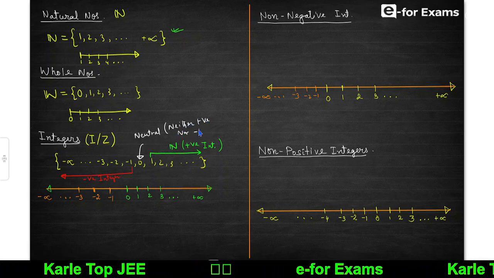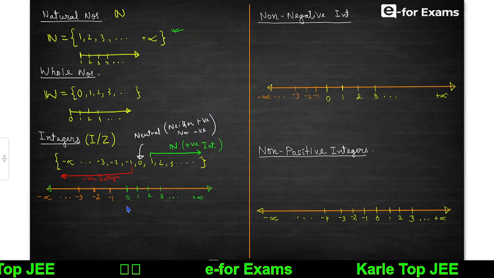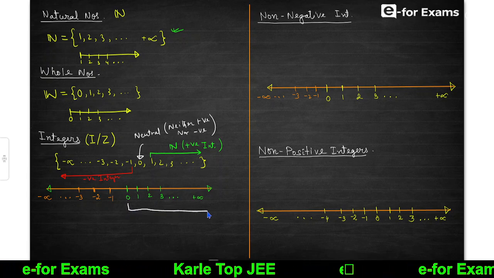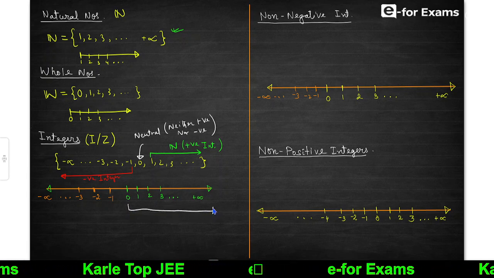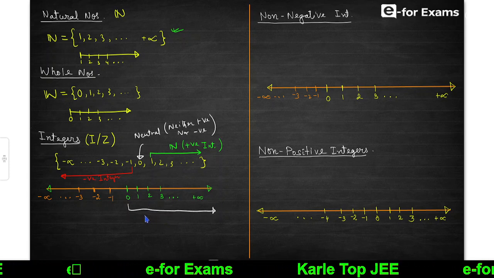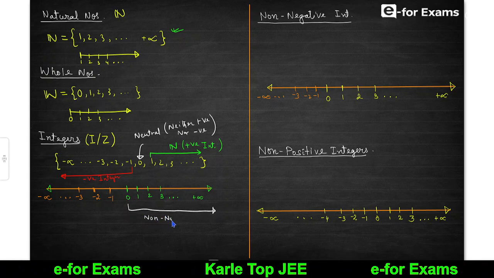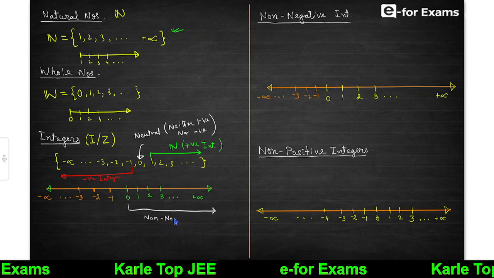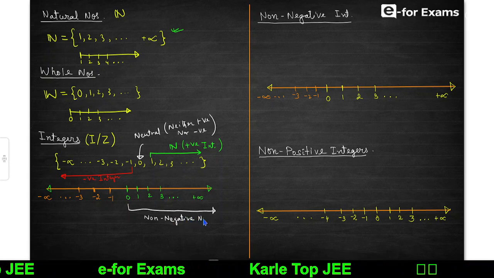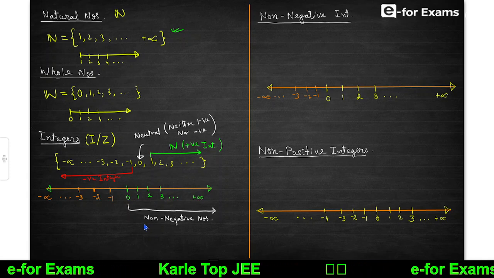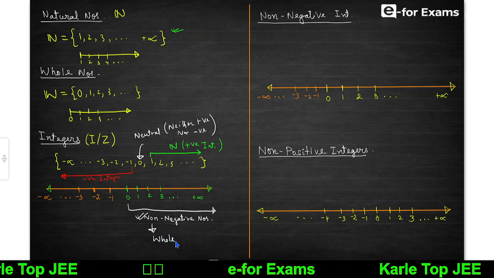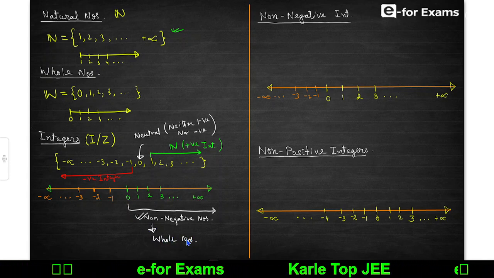Okay, so if you check the number line from 0 to plus infinity here, all these are not negative, so they are called non-negative numbers. So in short, if I say non-negative number, it means whole number. Instead of whole number, I can say non-negative numbers.